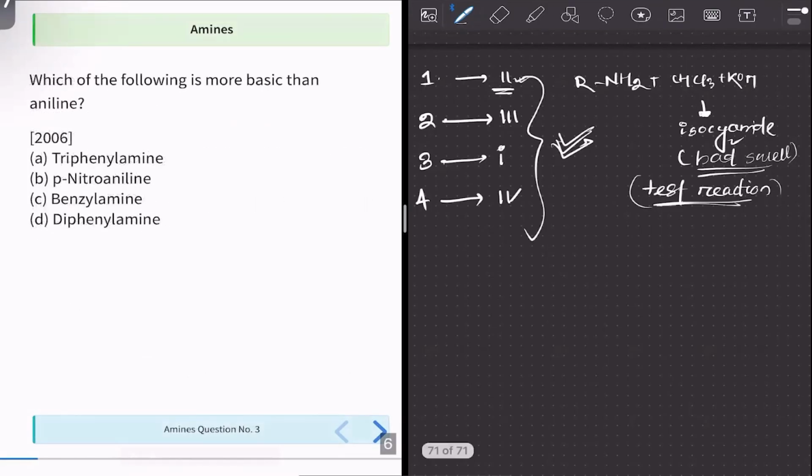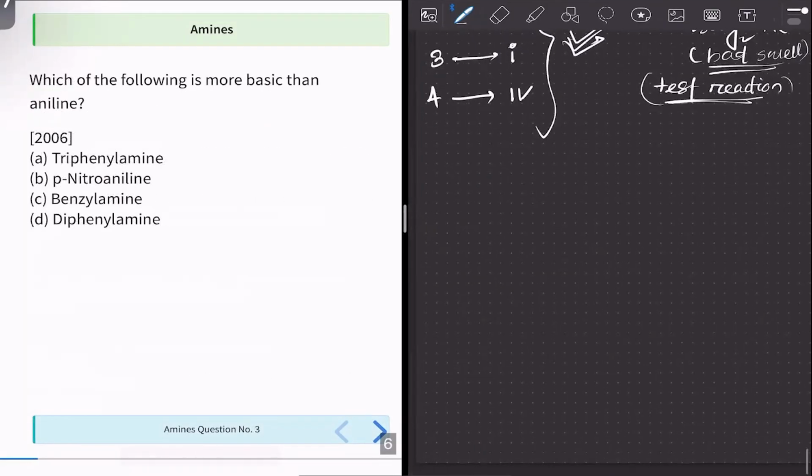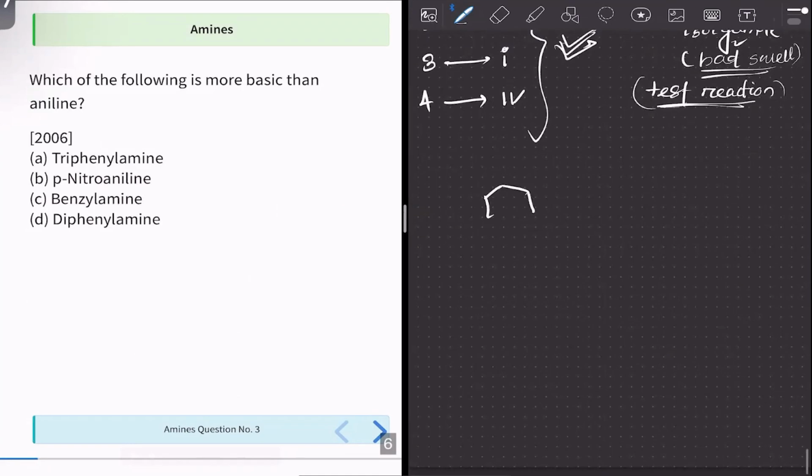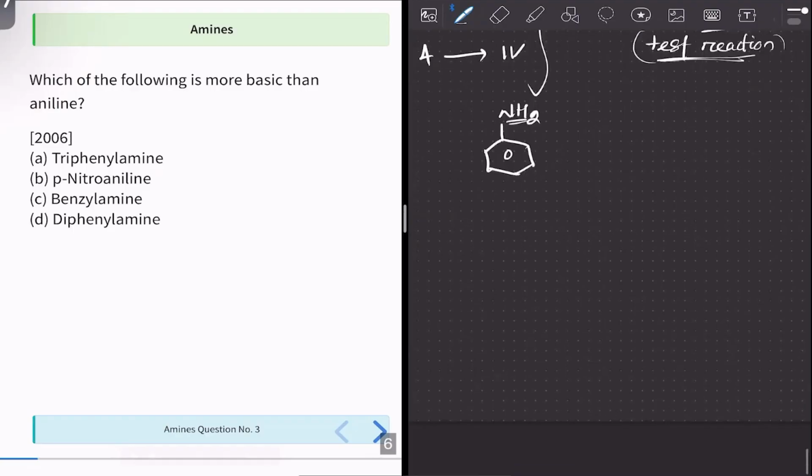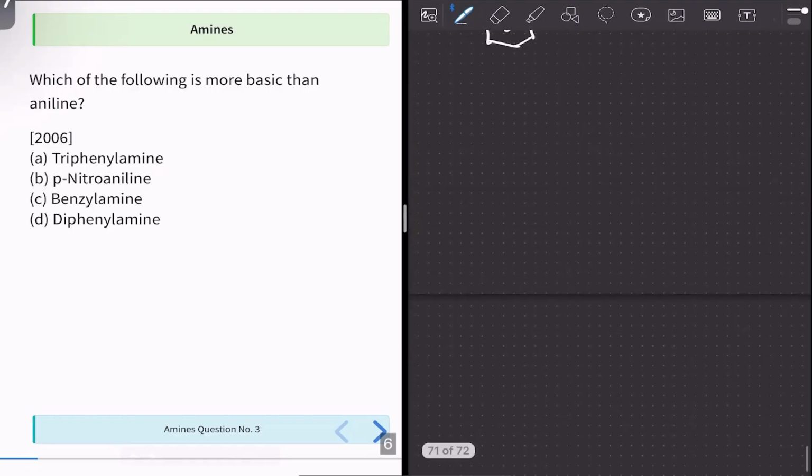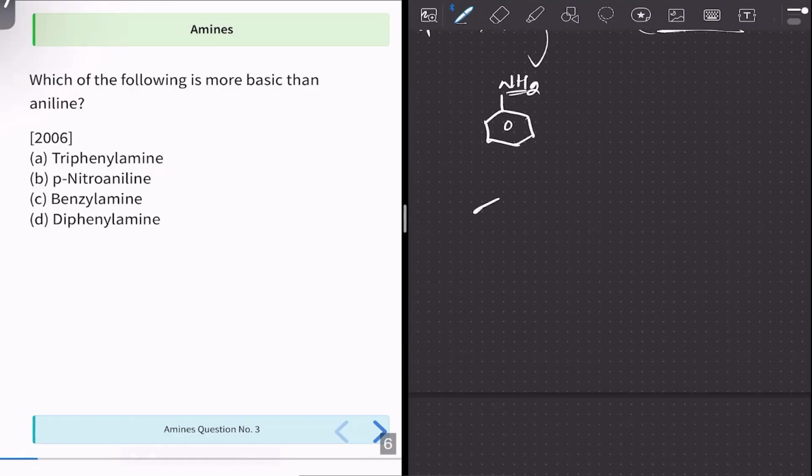Which of the following is more basic than aniline? It is asking which of the following compounds is more basic than aniline. Let's draw the structures first. Aniline, then triphenylamine. Triphenylamine means a tertiary amine with three phenyl groups like this.